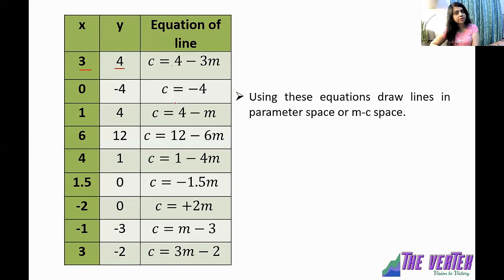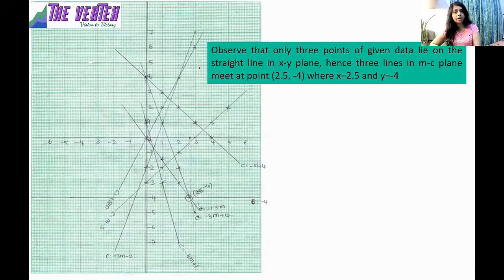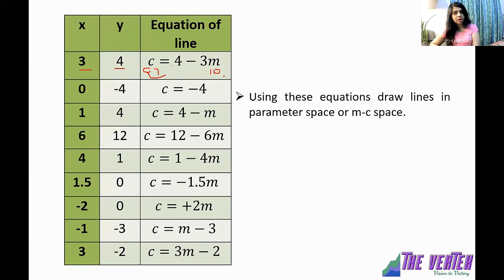So we have used the same process. We have converted it into MC space, and we have written the equation for c for all points. Now using this equation, we have to draw lines in the parameter space, that is MC space. Now you know how to write. You have to keep changing the values. Take m equals 0 and find out the value of c. Then take m equals 1 and find out the value of c, and so on. And then draw all these lines. So these lines are drawn based on the equation for every point.